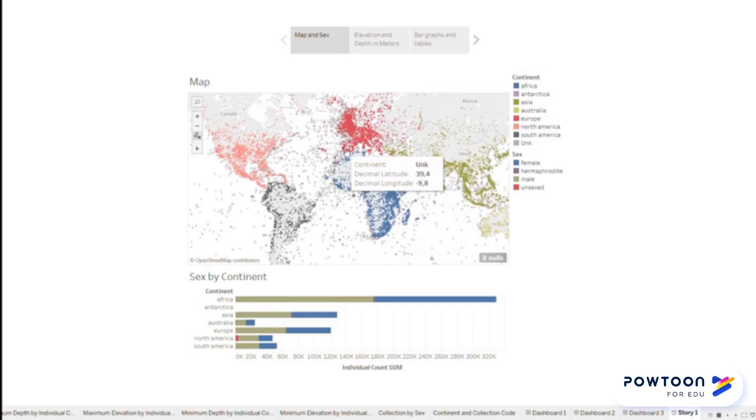The map aggregates the occurrences found by their geological coordinates and displays them on the map accordingly. They also have a color associated to them that represents the continent that they were registered in. Through the analysis of the dashboard, we can conclude that the African continent has the highest amount of occurrences and that the male sex is the predominant gender.